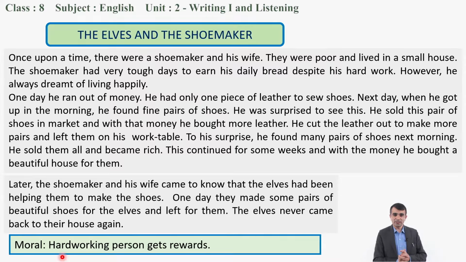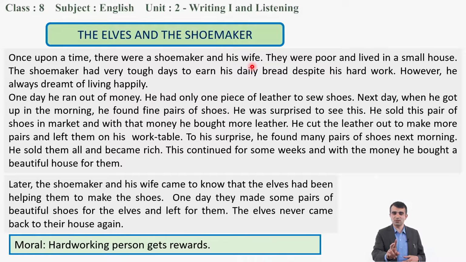Good. Now let's see. We have just discussed some parameters, some ways of writing stories, haven't we? Are these guidelines used here or not? For example, the title is written on the top of the page, we discussed, didn't we? Is it written? Yes. Now generally a story is started with once upon a time, once long ago. Is it there? Yes, once upon a time. There were a shoemaker and his wife.